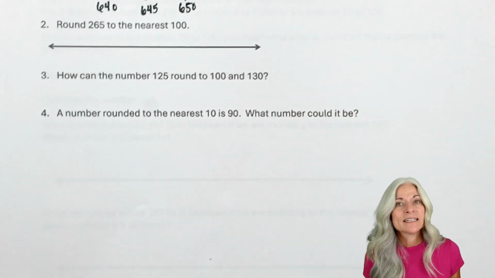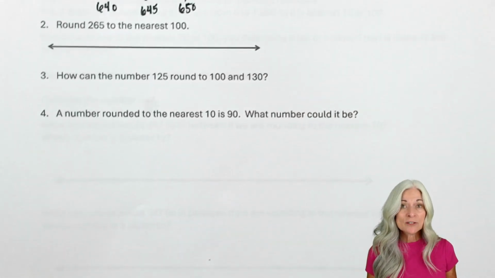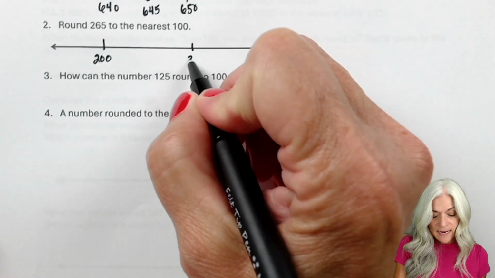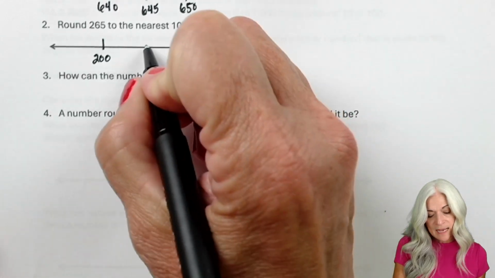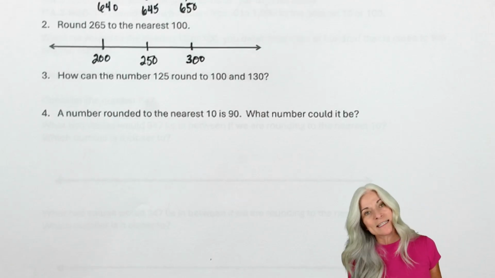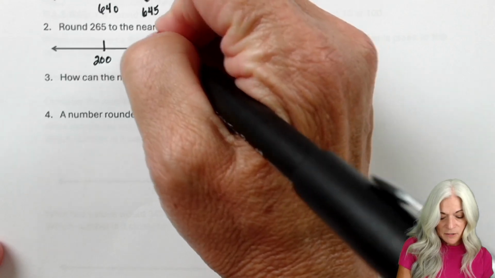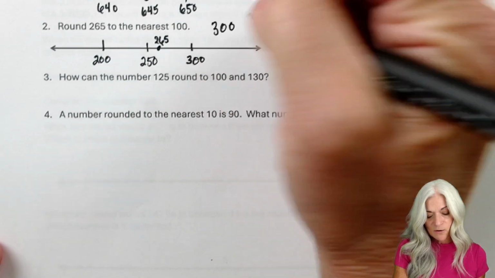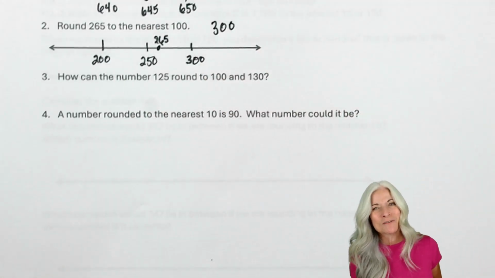Now 265 to the nearest 100. That's going to be in between 200 and 300. I would put 250 right in the middle. Where would 265 be? It would be to the right. So it's closer to 300. So rounding to the nearest hundred, it's 300.